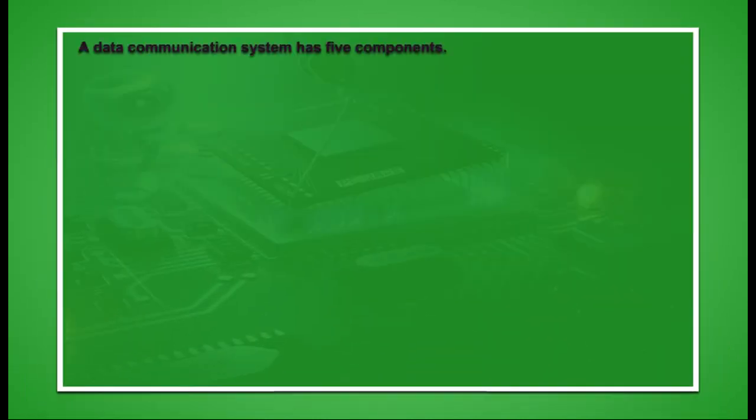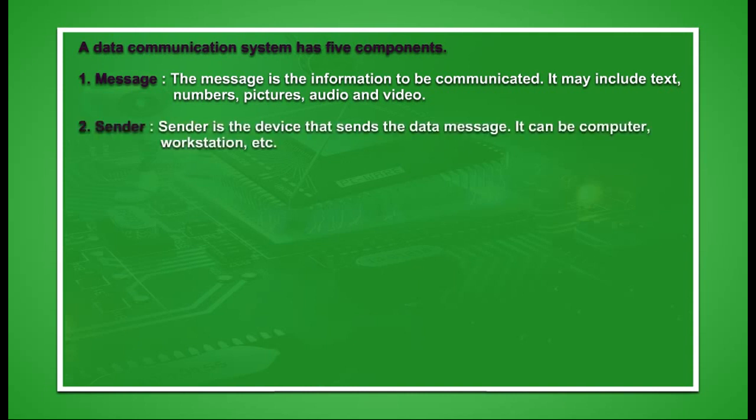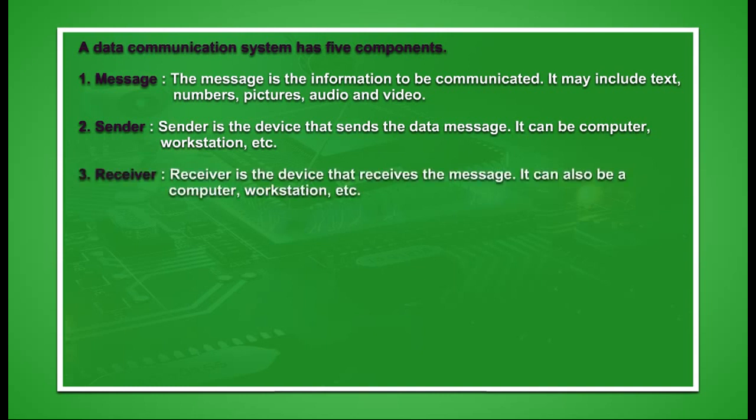A data communication system has 5 components. Message. The message is the information to be communicated. It may include text, numbers, pictures, audio, and video. Sender. Sender is the device that sends the data message. It can be computer, workstation, etc. Receiver. Receiver is the device that receives the message. It can also be a computer, workstation, etc.